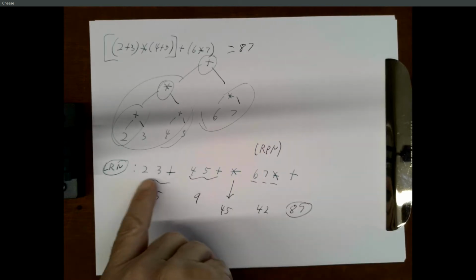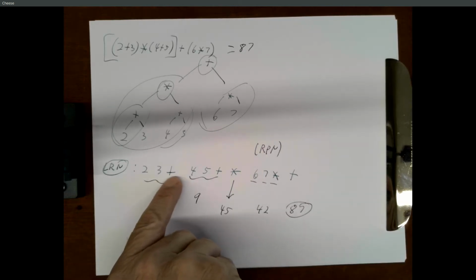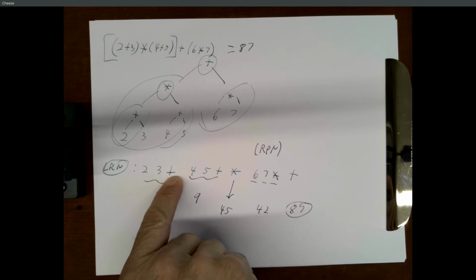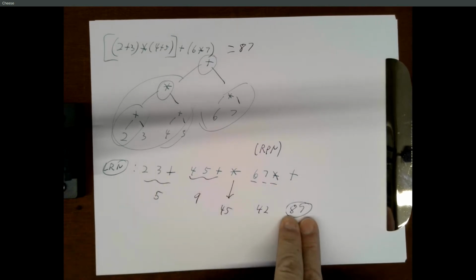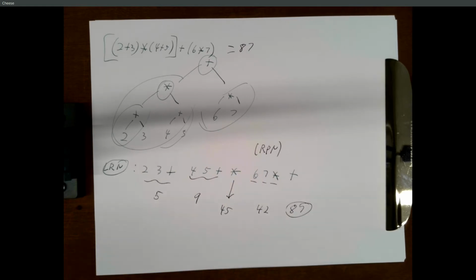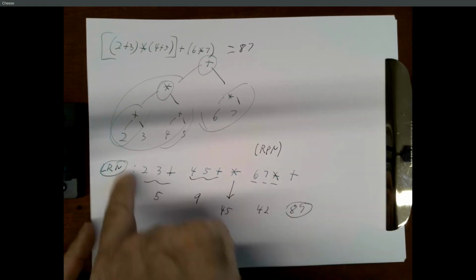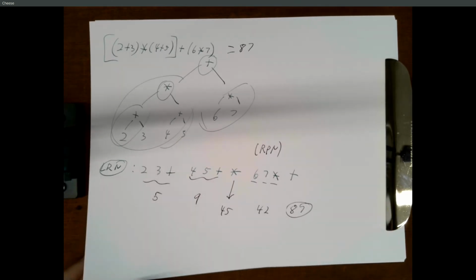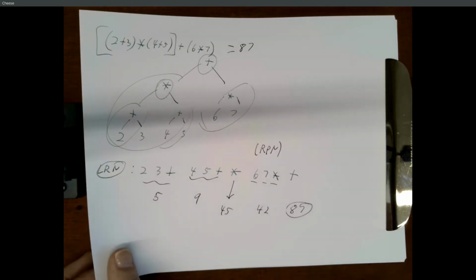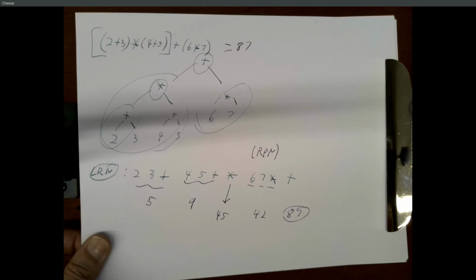But basically, when you have an operand, you push it on the stack. When you have an operator, you pop two things from the stack, apply the operator, push the result back on the stack. And if you do that, when you're done, you find an 87 comes off the stack at the end. And that's your final answer. So post-order traversal is used for that. Pre-order traversal, I don't really know what that's used for. But it's nice to talk about because it's there.